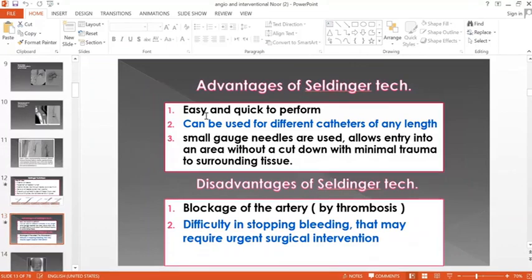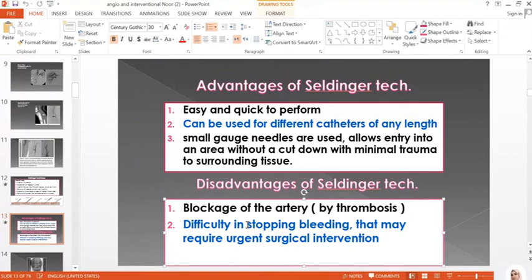Advantages of Seldinger is easy and quick to perform, can be used for different catheters of any length. Small gauge needles are used, allowing entry into the area without cut down, with minimal trauma to the surrounding tissues. A disadvantage, however, is blockage of the artery by thrombosis secondary to the entrance of the artery, and difficulty in stopping bleeding because you don't have a large open field to stop the bleeding, which may require urgent surgical intervention.